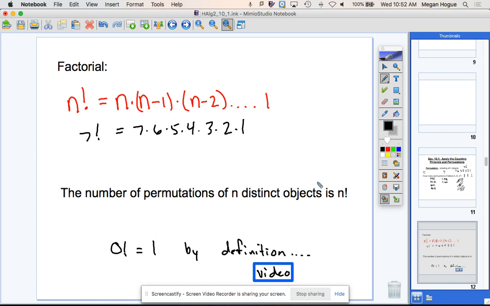And so the number of permutations for n distinct objects is n factorial. So if I need the permutations, then I just use n factorial.